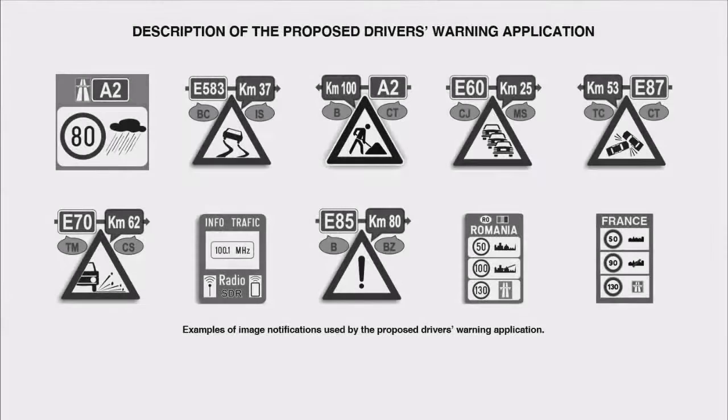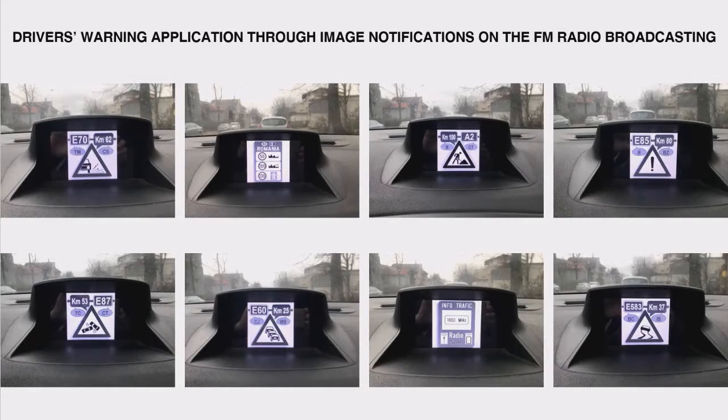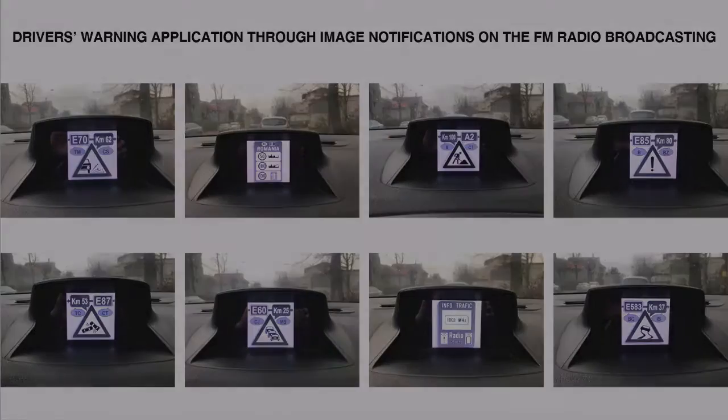The database of images for traffic event notifications is represented by black and white images of small dimensions. Some examples are illustrated in these figures. Notifications appear on the car's tablet to signal a traffic event, as can be seen in these figures, as well as in the next demonstration video.